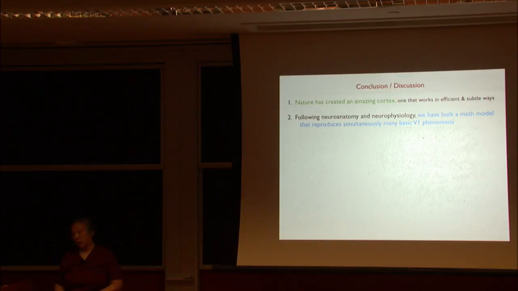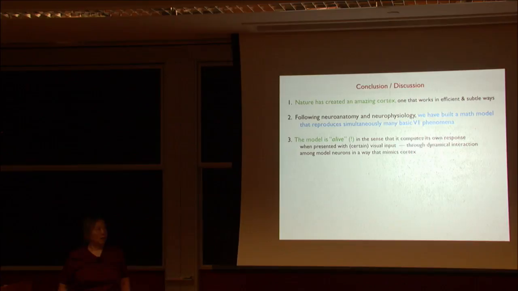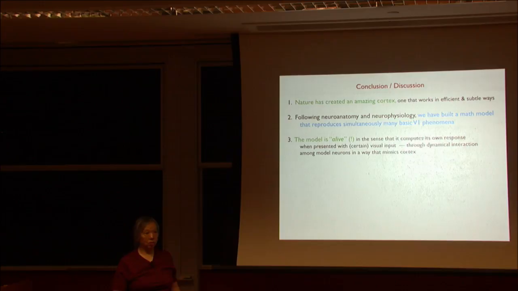So following the neuroanatomy as best we can and the neurophysiology, we've built a mathematical model that reproduces many of the basic phenomena. The model is alive in the sense that we didn't tell it what to do. We just show it this G of XT, the light intensity map, which is the visual stimulus that you get, and it computes all these other things.